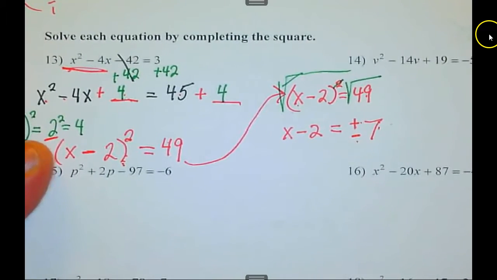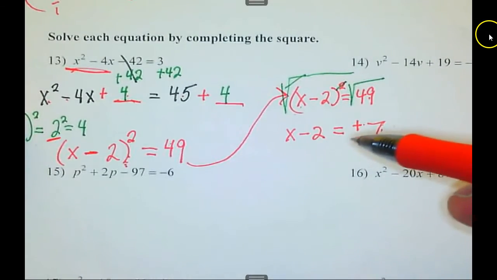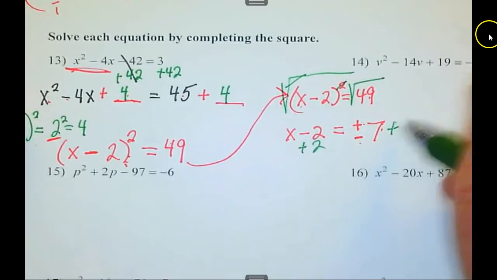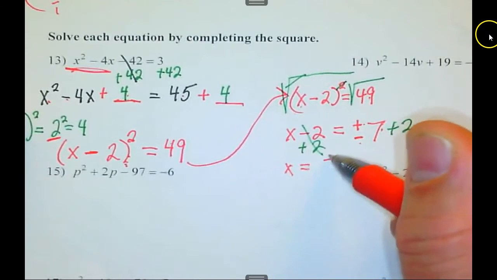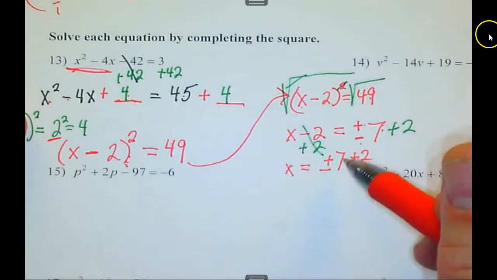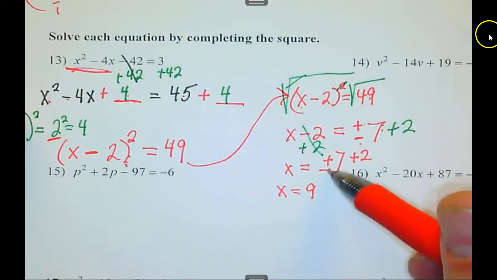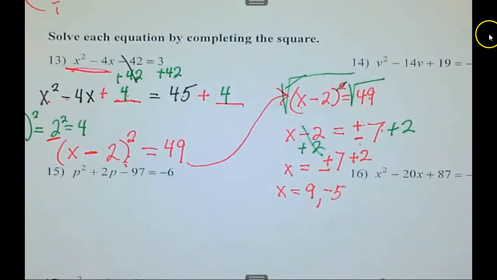You with me? I know this is long. This is not an easy process. It's either this or quadratic formula. Now, I still have to get x by itself, right? Add 2 to both sides. I'm going to put it over here. So this becomes x equals plus or minus 7 plus 2. Yep, 7 plus 2 equals 9. But, don't forget, I got a minus 7. What's minus 7 plus 2? That's right, negative 5.